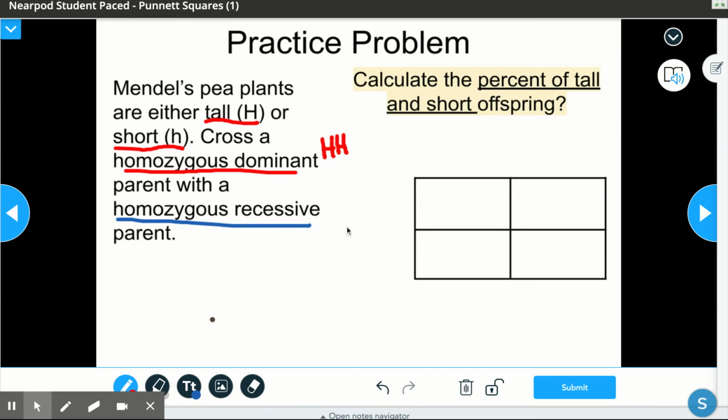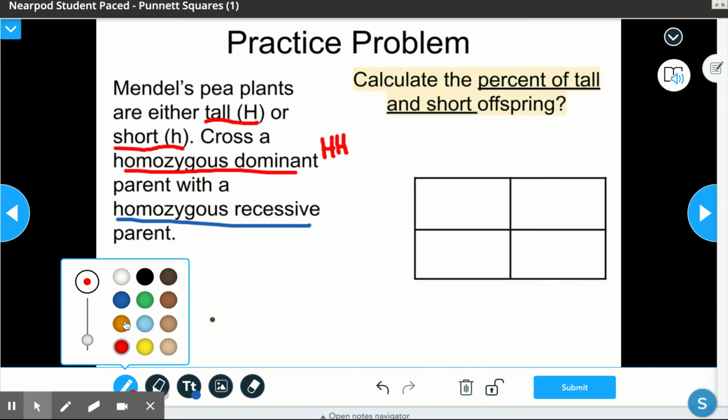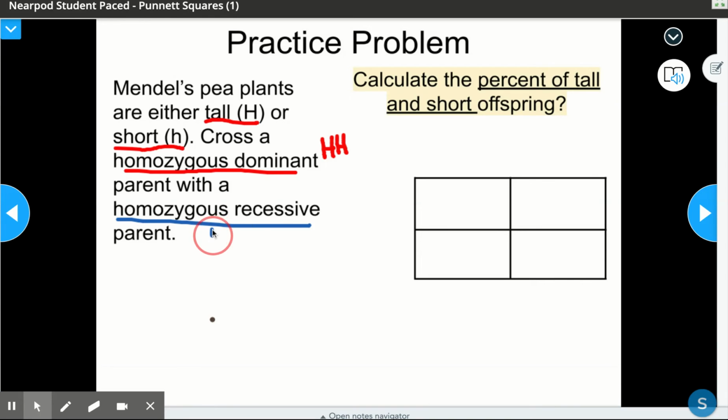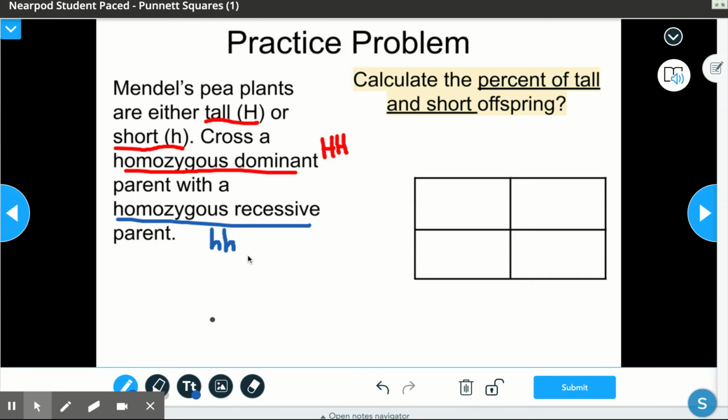Homozygous dominant. Parent number two is homozygous recessive. Homozygous meaning two of the same alleles, in this case two of the same recessive alleles. So the second parent is going to have two recessive alleles. They are two lowercase h's. So this means that parent number one must be tall and parent number two must be short. Now let's go ahead and set up our Punnett square.